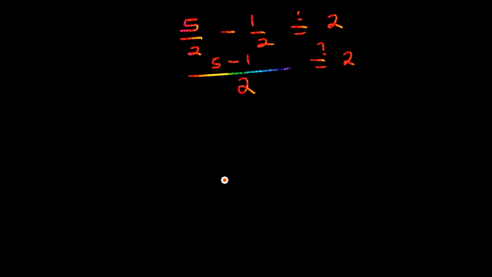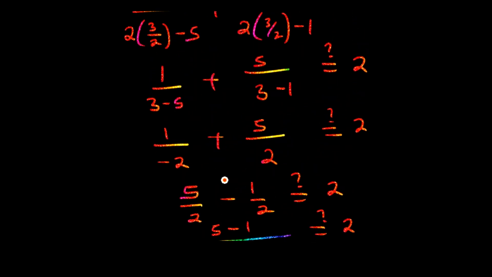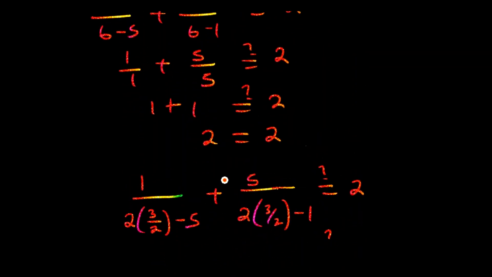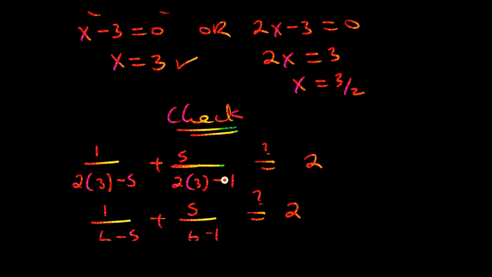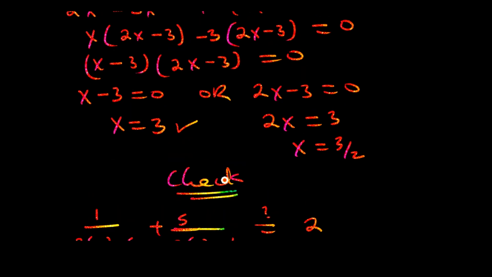So 5 minus 1 is 4. So it means we have 4 over 2, and we check if that will be 2. So 4 divided by 2 is 2, and indeed both sides of the equation are true. So that means that our solution, that x equal to 3 over 2, is also true.